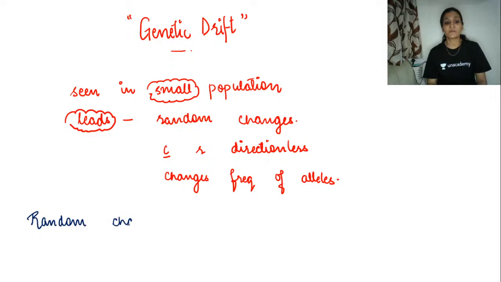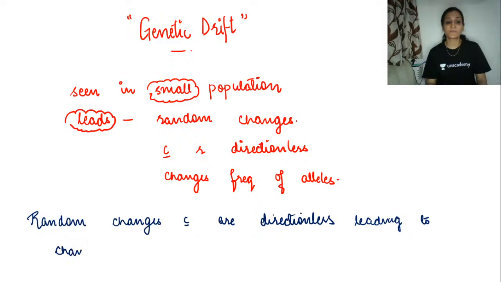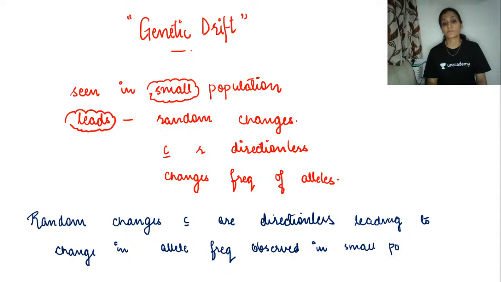Random changes which are directionless, leading to change in the allele frequency, observed in a small population, is genetic drift. So the points that we have just written are put in a sentence form.